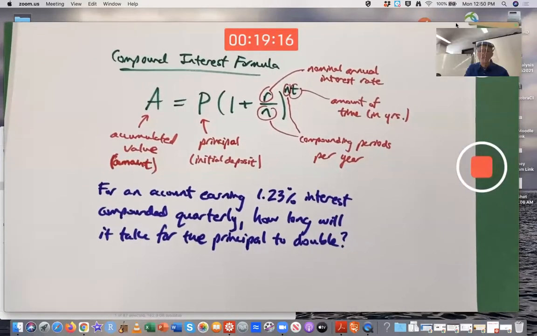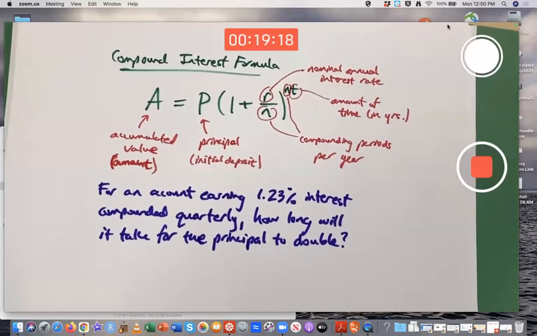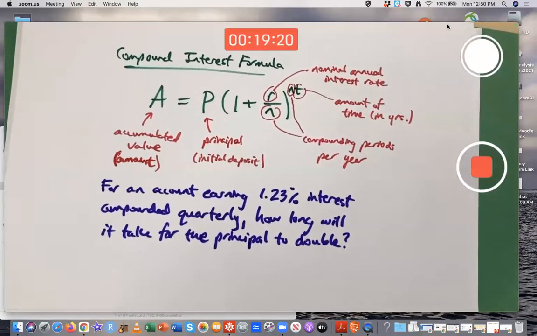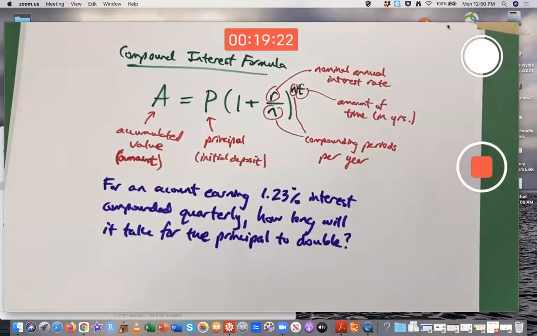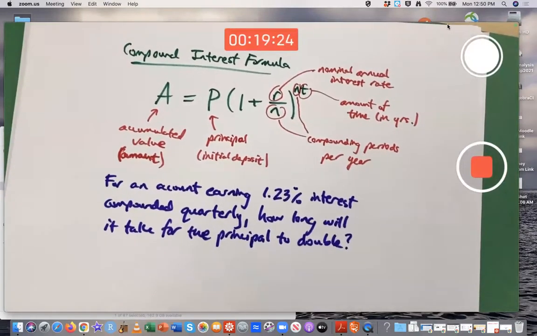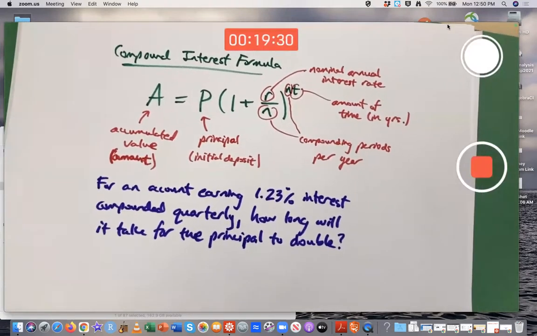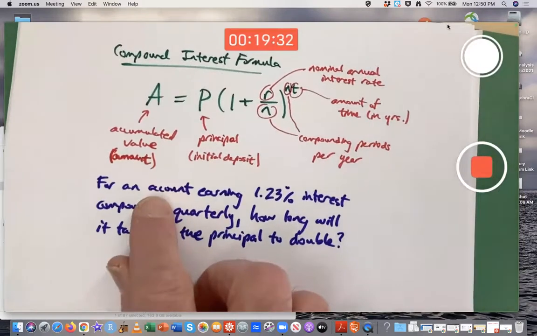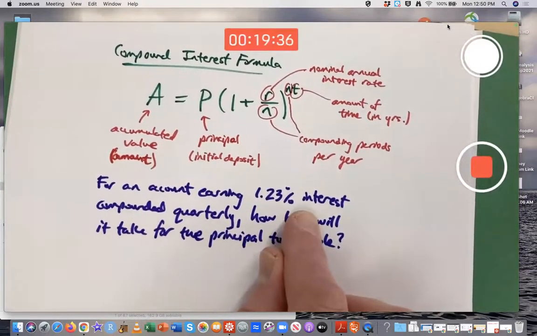All right. So I had you work on this compound interest formula and solving this question. Let's work through it together now. So our account, we're imagining a bank account, for example, is earning 1.23% interest. That's really, really good for a savings account these days. You know, savings accounts get terrible rates of interest these days.